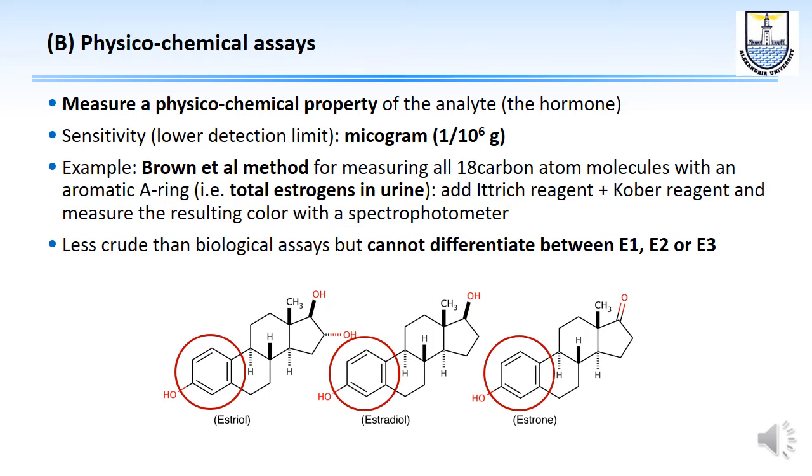It is less crude than the biological assays, but still cannot differentiate between estradiol, estriol, and estrone, and therefore also the sensitivity is better than the milligram range. Now it goes to the microgram range, which is 1,000 times less than the milligram.